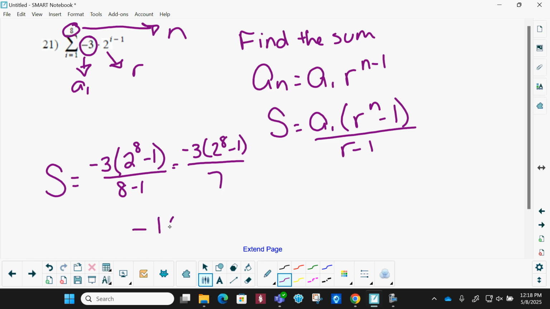And I got -109.3. Okay, it is going to be okay. It's negative because we do have a negative number in there. I'm trying to think, did I mess up? Because that does not seem to be right. So let's try this again. 2 raised to the 8 minus 1 times -3 divided by 7. Yep, I'm getting that.